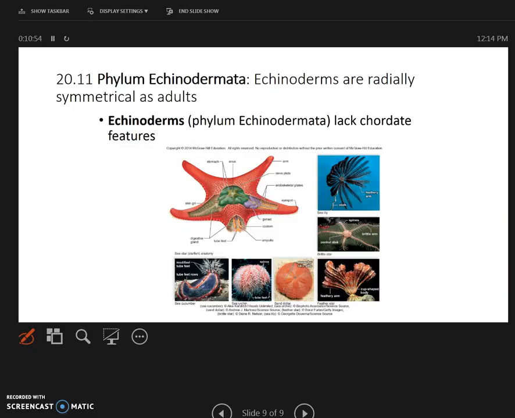The last but not the least is phylum Echinodermata. Echino means spiny, derm means skin. Now remember, I had said we start from the most primitive, that is asymmetry, as in sponges, and then we have the radial symmetry, and then we have the bilateral symmetry, right? So primitive, more advanced, and the most advanced.